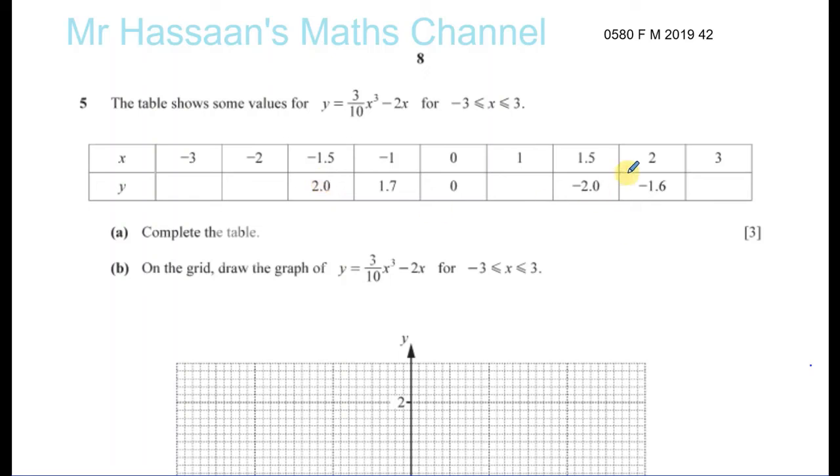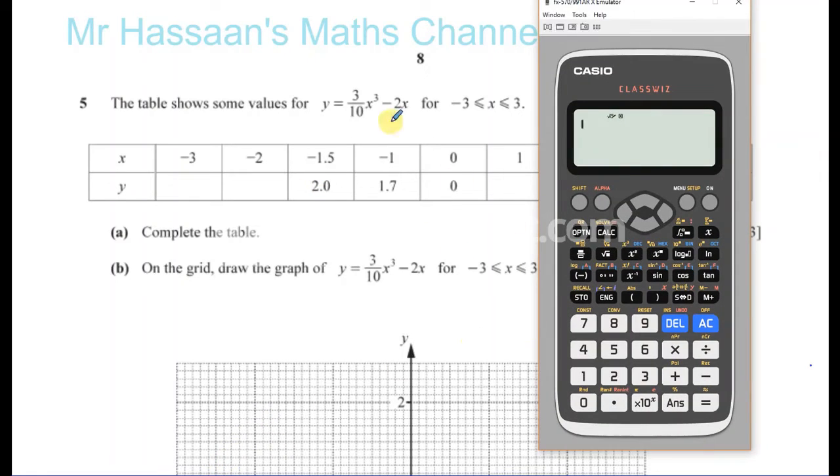to fill out the table, there's different ways you could do it. You could just take your calculator, you could set this up by putting 3/10, and then your x cubed, so you just put whatever x is here, minus 3, close bracket, and then cubed, and then minus 2 times x, and I'll put whatever x is for the first value, minus 3, close the bracket, and press equals, which gives you minus 2.1.